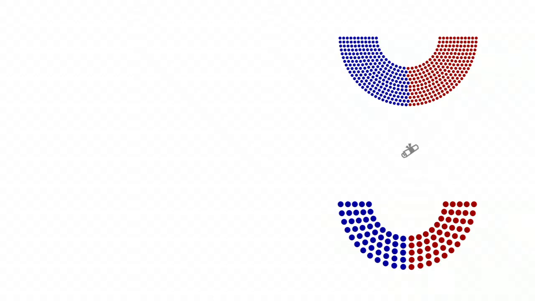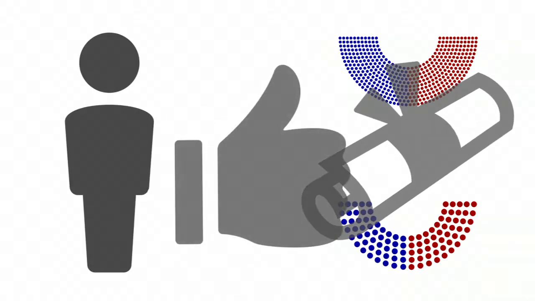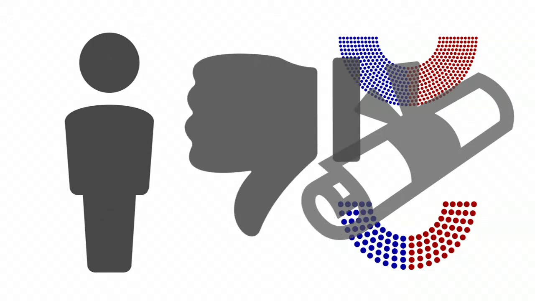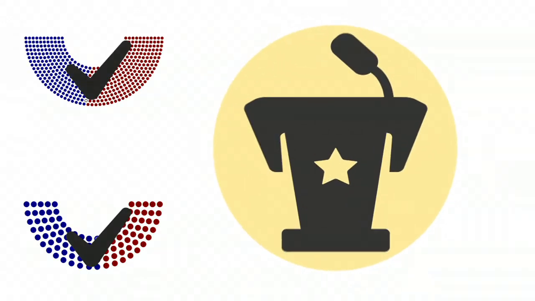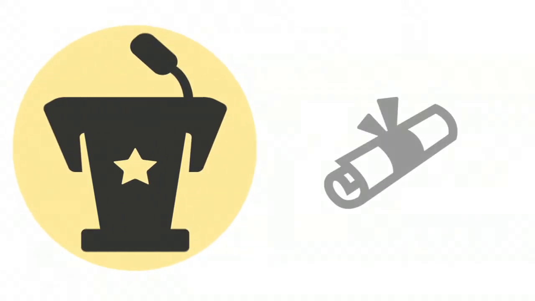When a bill is before the entire House or Senate, you can contact your representative or senator and encourage them or discourage them from supporting that bill. When a bill passes both the Senate and the House and goes to the governor, you can also contact the governor at that time to recommend either the governor sign the bill or veto it.